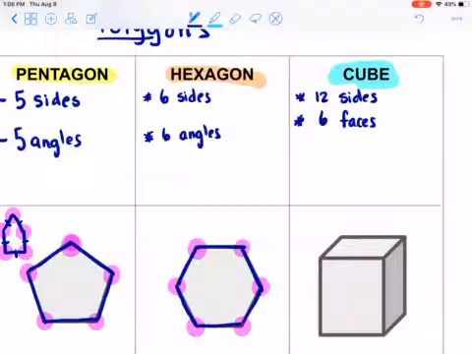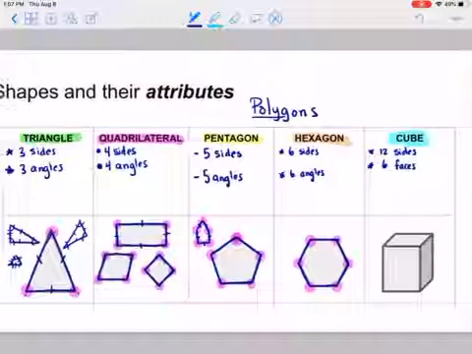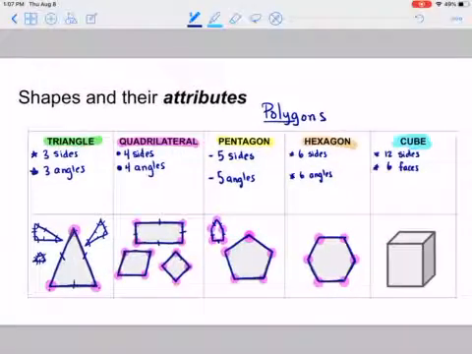Let me see if I can number them. So 1, 2, 3, and 4 is on the bottom, and it's flat on the bottom. 5 is kind of on the side over here, and then 6 is on the back of the cube. So there are 6 faces. And that's what we really want you all to practice knowing in 2nd grade. So here's just an overview of our shapes and their attributes. And again, we will practice more with this.